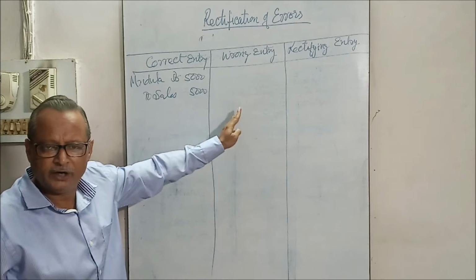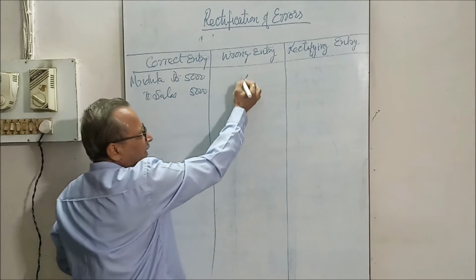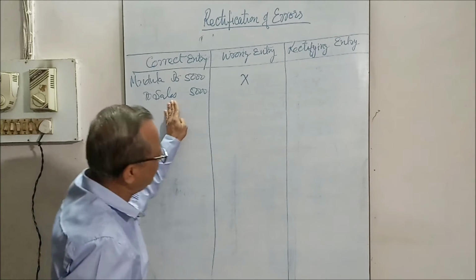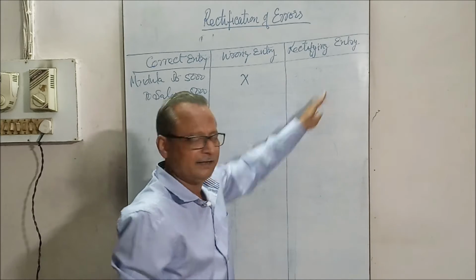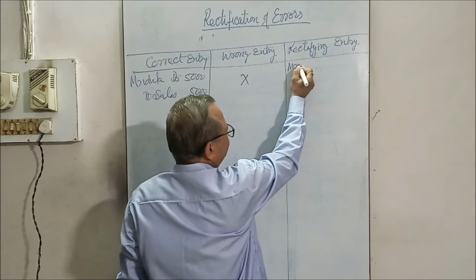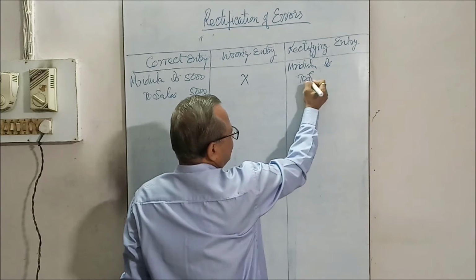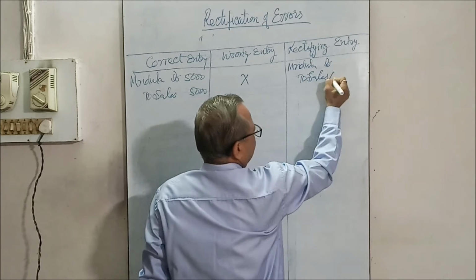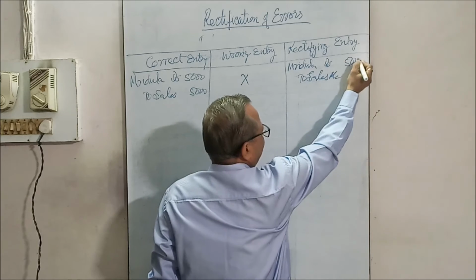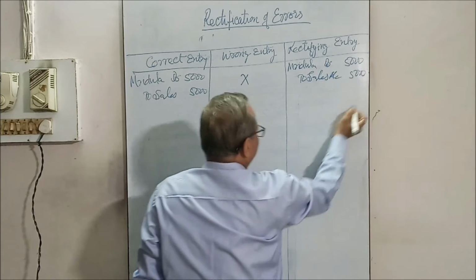This was omitted to be recorded. In the wrong entry we have not made anything. So the same entry we will write here to rectify it. Mridula debit to sales. In the amount column you write 5,000.